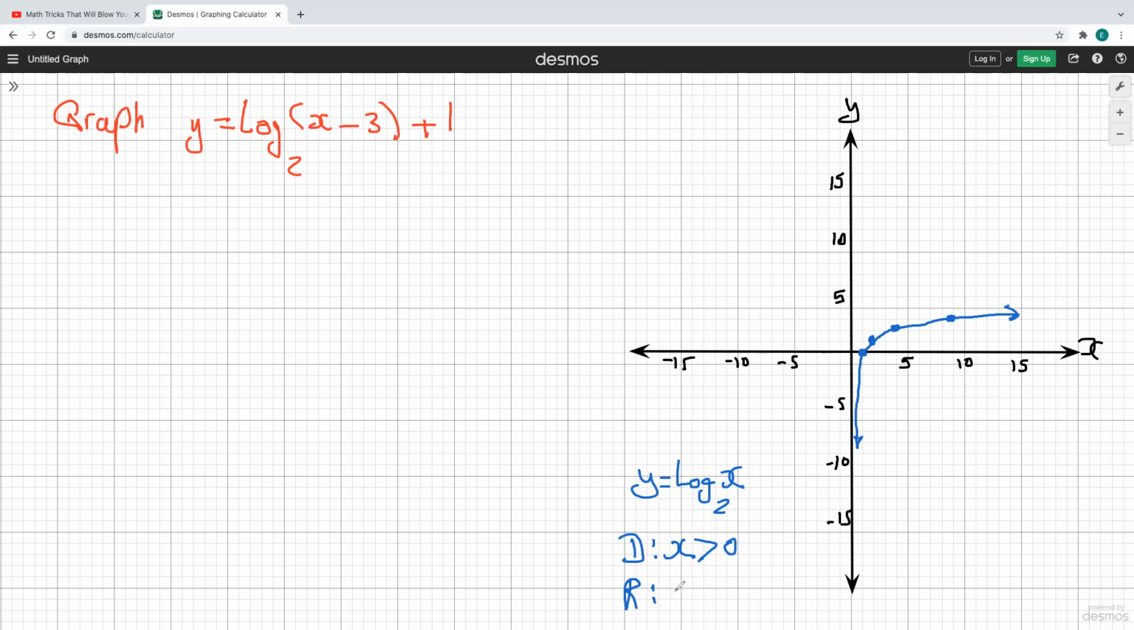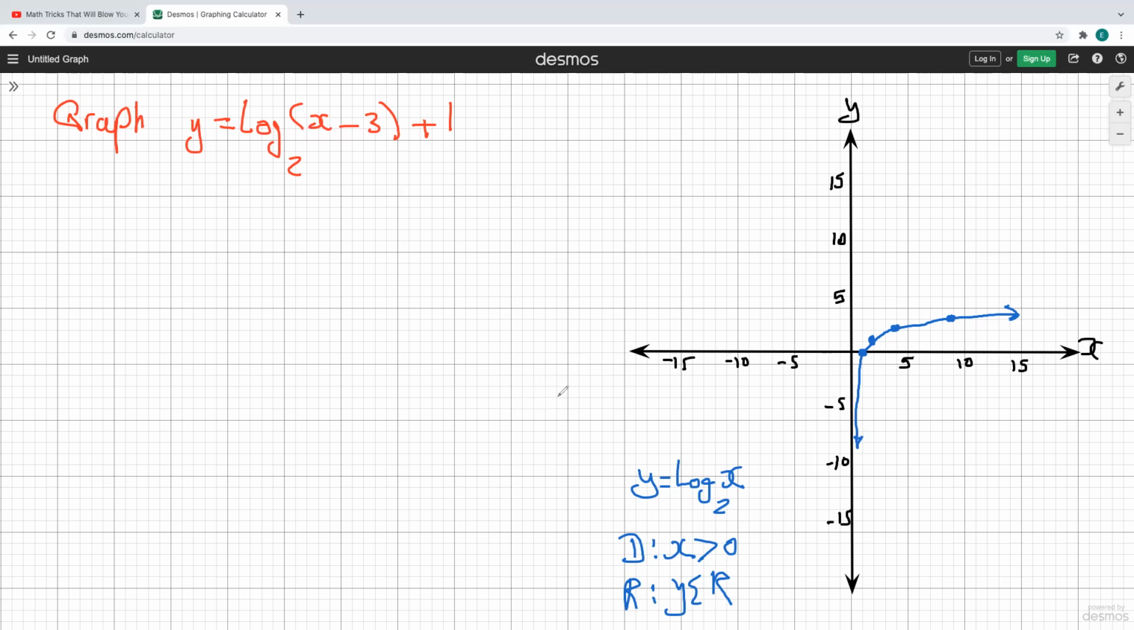The range is y, all real numbers, because this keeps on going forever down, and as it goes very slowly, it will go up to positive infinity. So that's why the range is all real numbers. The next thing is, if you notice here, I made my points very clear so you could see them. So this is basically like a table of values.